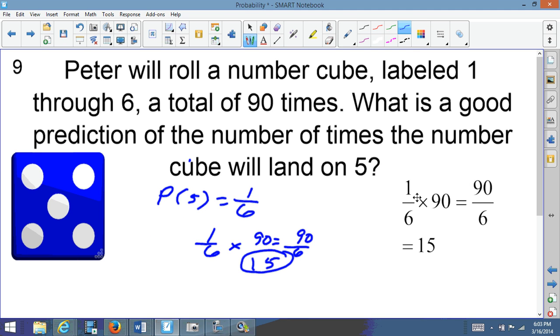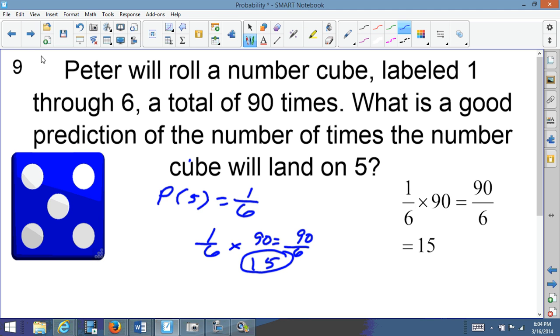And check your answer. Again, you multiplied by the number of times you did it, and that would come out to 15, because the probability of getting that one little 5 out of 6 possible numbers is 1/6, and doing it 90 times gives us 15. In order to really see what he got, if he really got 15, we'd have to experiment and actually roll the number cube 90 times to see if he would actually get 15 fives.